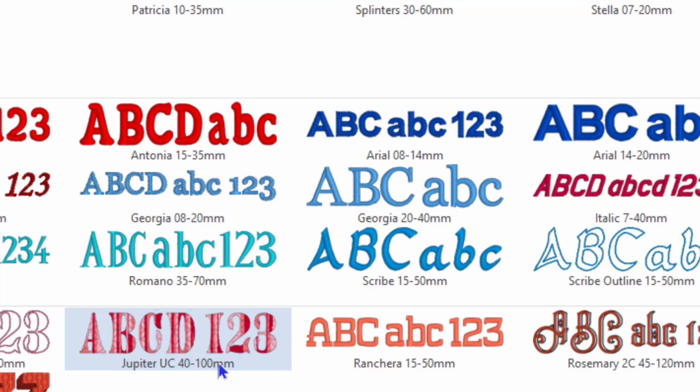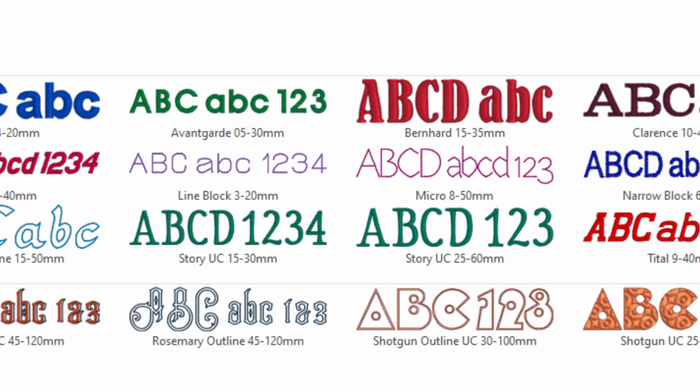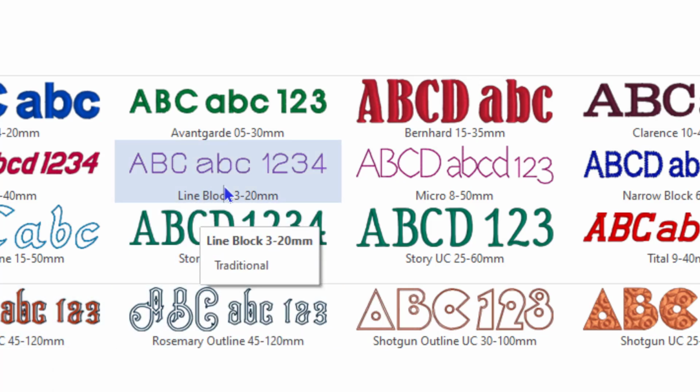Now, the absolute smallest fonts that you can use are right here in the traditional category. And here in line block, this is the smallest font. It goes from 3 millimeters to 20 millimeters and consists of only running stitches and might be difficult to make out in the 3 millimeter size. Because of this, you should stitch this out and try it out before you actually use it.